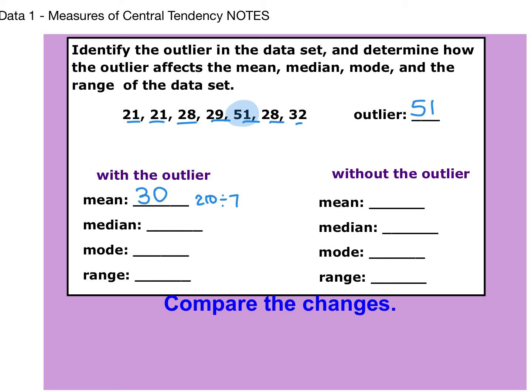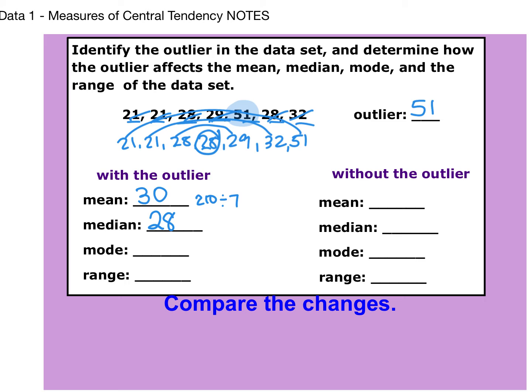The median, this we do need to do. We need to put these numbers in order. So I see two 21s, and I like to cross them off as I go. I see two 28s. Cross those off. I see a 29, a 32, and a 51. So now, instead of going low, high, and crossing them off, I like to match them up. Those two match up, those match up, those match. So I'm left with one number in the middle. So my median is 28.